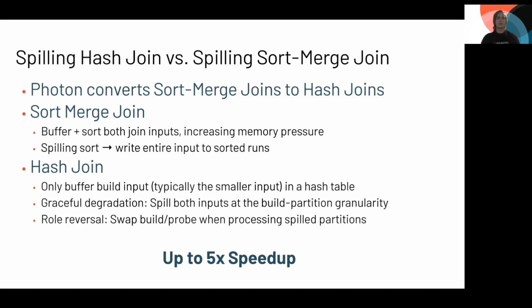Contrast that with what we just discussed for hash join. First, we only need to buffer one input, hopefully the smaller one, into a hash table. And if we do have to spill, we can do so partition at a time to degrade gracefully in scenarios where most, but not all, the build data fits in memory. Lastly, we use tricks such as reversing the build and probe sides when recursively processing spilled partitions to speed up the join.